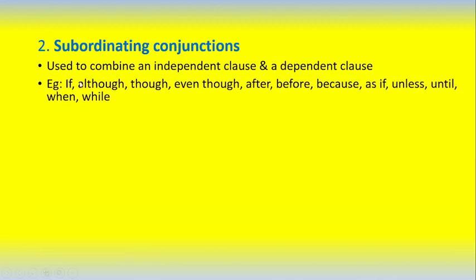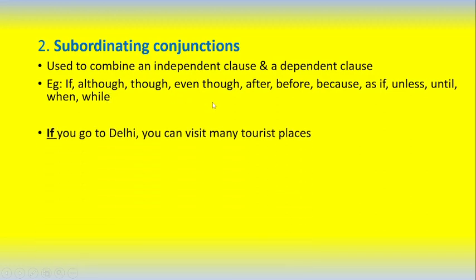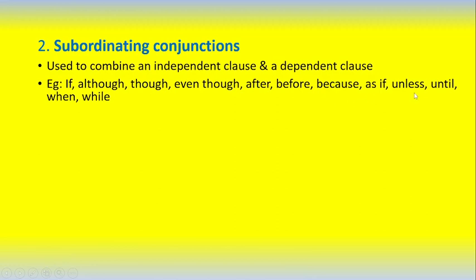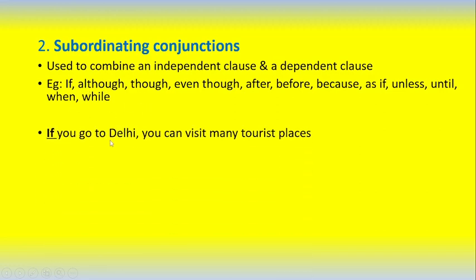These are the subordinating conjunctions which we use in a sentence: if, although, though, even though, after, before, because, as if, unless, until, when, while. So let us use all these conjunctions in a sentence. First one, if you go to Delhi, you can visit many tourist places. See, if you go to Delhi becomes what? Dependent clause.